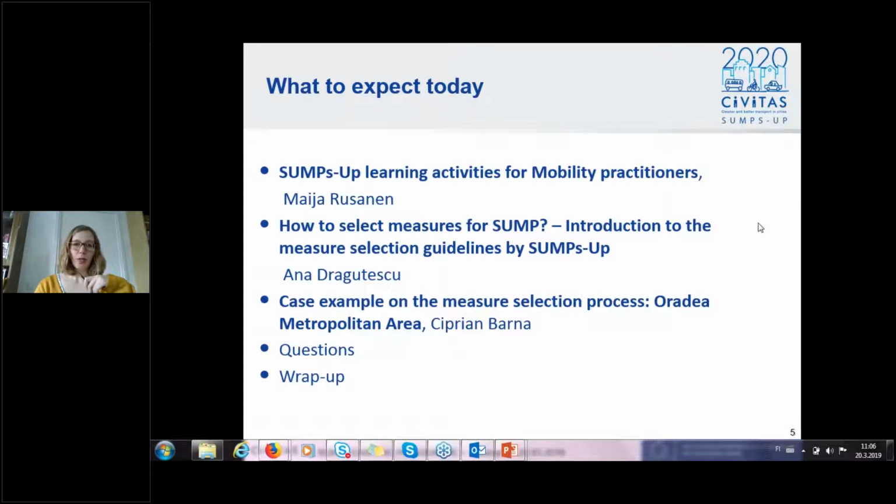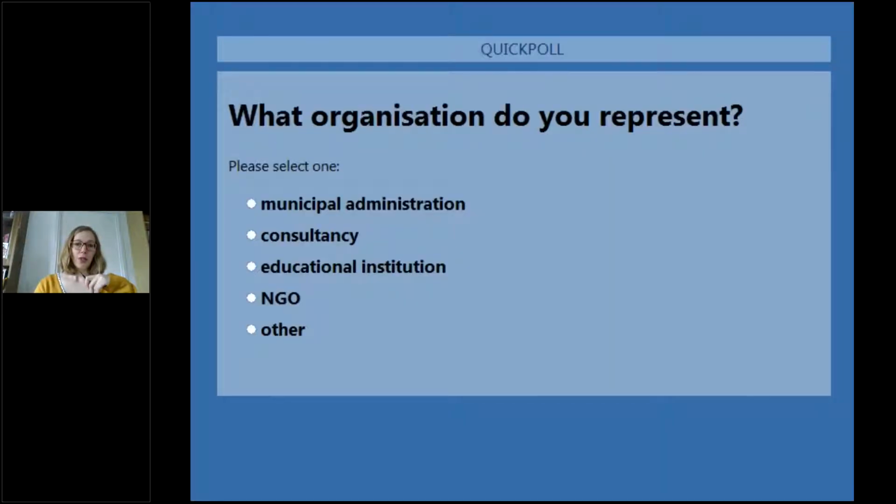So next, we would like to ask you a few things. We'll have two polls because we would like to know who you are as well. The first one is the question about the organization that you represent. Please answer this question so we get an overview about who you are.